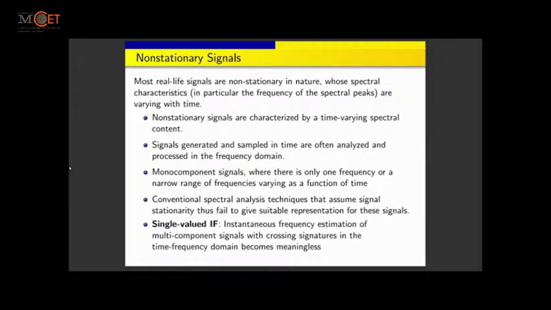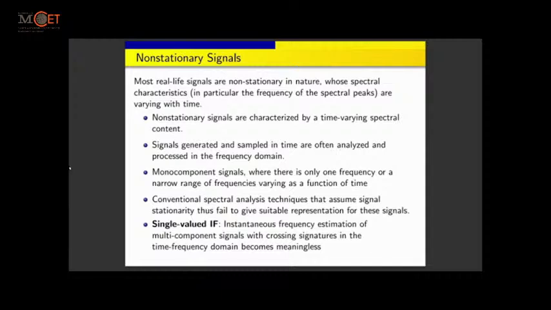So if you have a heart sound signal, you have murmurs, it will provide another narrow spectrum, and you will have another narrow spectrum for sounds S1 and S2. The conventional spectral analysis techniques that assume a signal is stationary have failed to give a suitable representation for this type of signals. Now, how do you have a representation for multi-component signals?